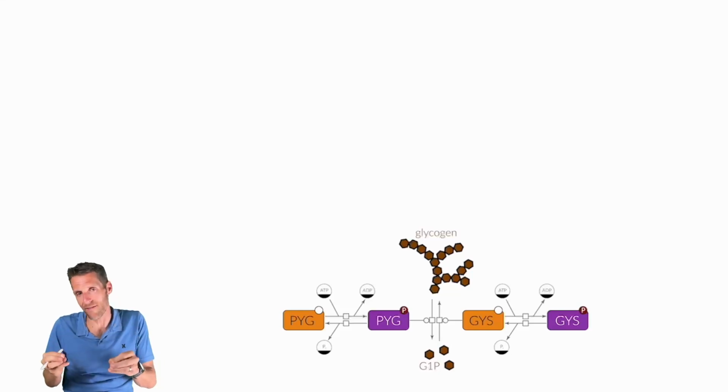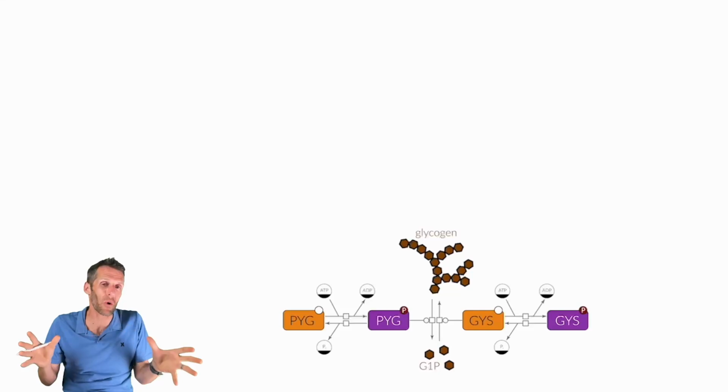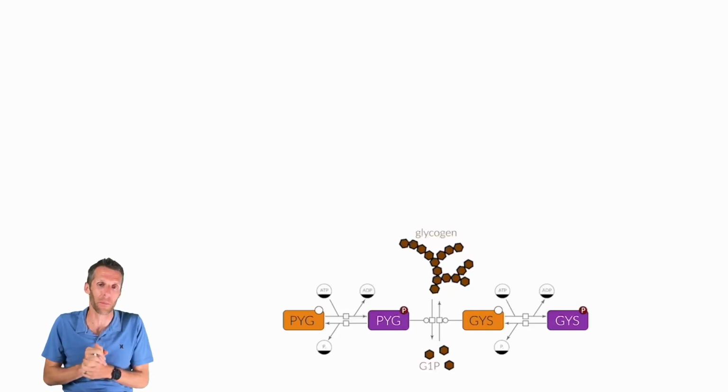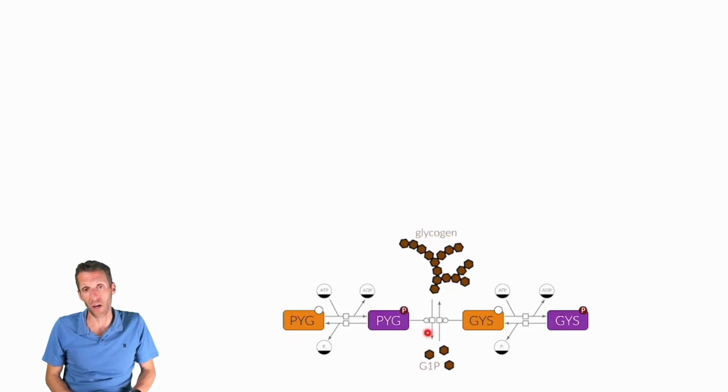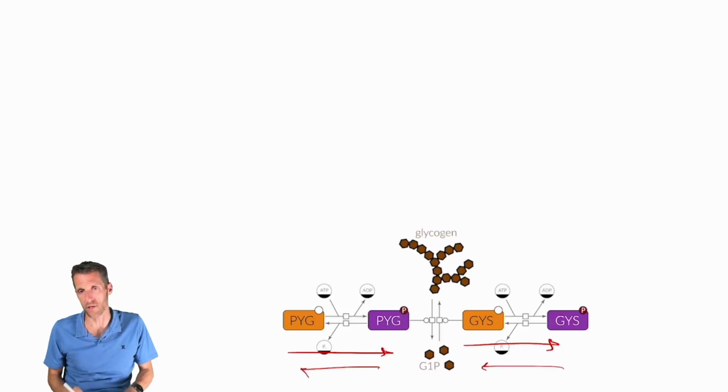It's gotten smaller, and what that means is it's about to get really complicated. But the pattern is so cool, hopefully, that you can appreciate it even with the complexity. So what I'm showing here is, again, the switch. PYG is in the on form. It's causing glycogen to break down. And GYS, when it's unphosphorylated, is causing glycogen formation. So phosphorylation switches us to break down glycogen. Dephosphorylation switches us to form glycogen.